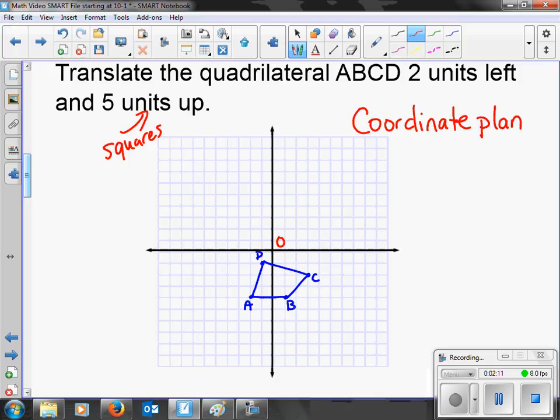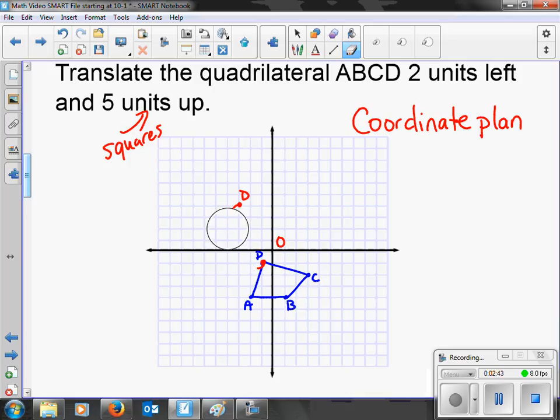And I'm going to move it 2 units left and 5 units up. So if I start with the point D, I'm going to move it 2 units left. So 1, 2. Okay, now I'm going to move it 5 units up. If you've ever played Battleship, it's the same idea. 5 units up. 1, 2, 3, 4, 5. 5 units up. And that's my new spot for D. That's translating each point. I'm going to do each point that way.